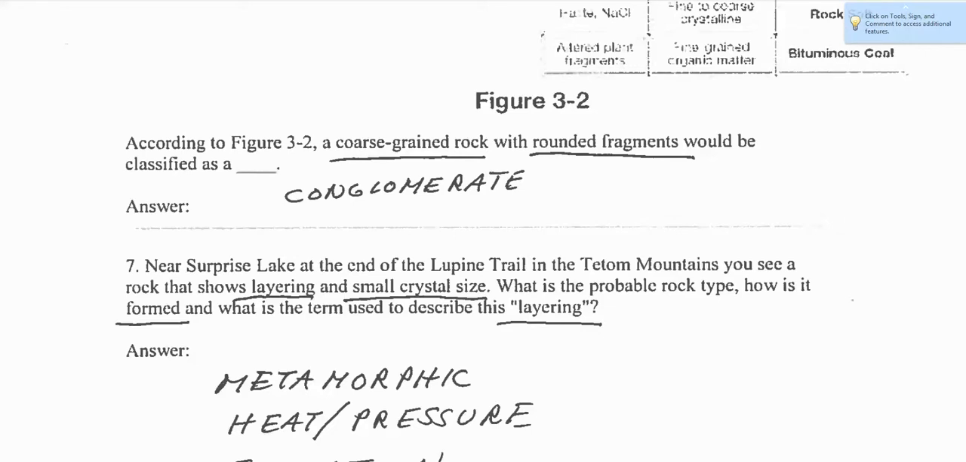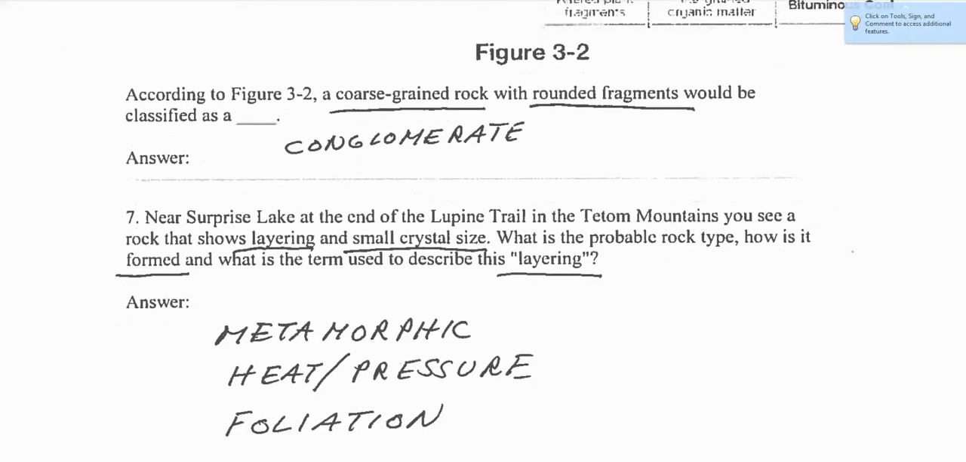And so, what is the probable rock type? It's metamorphic. How is it formed? Under heat and pressure. And what term is used to describe layering? And that is foliation.